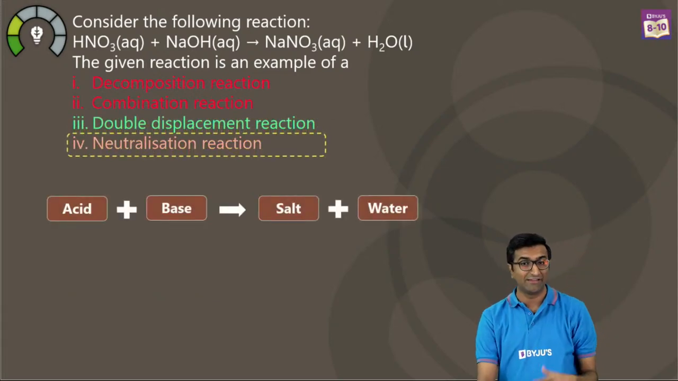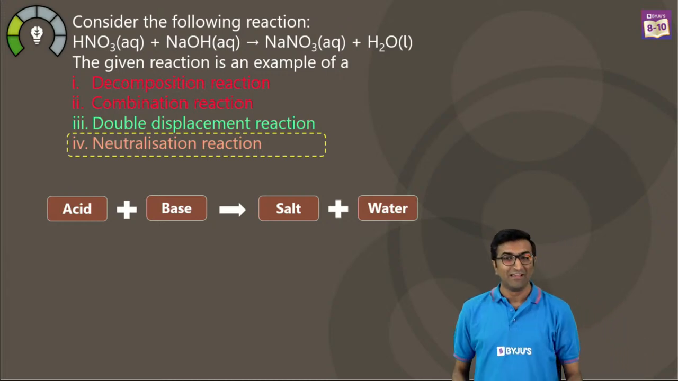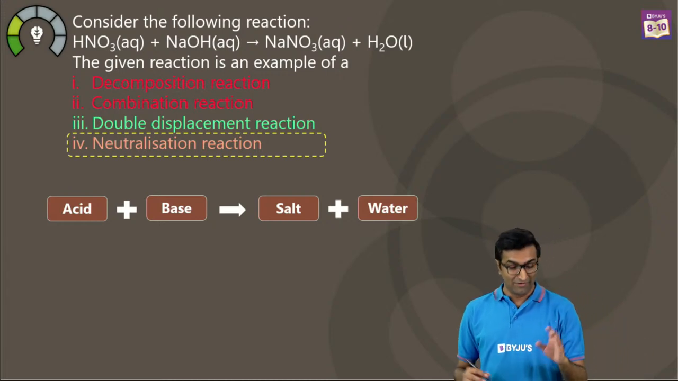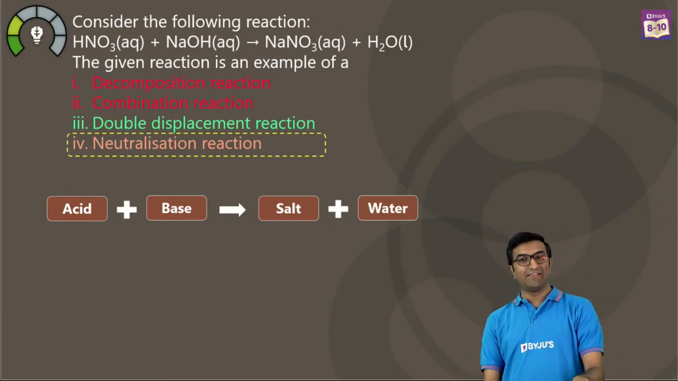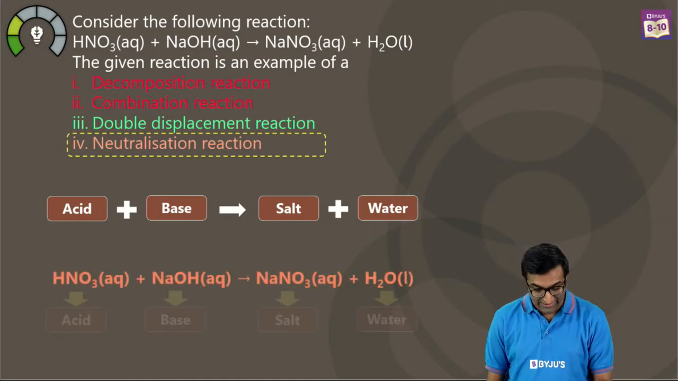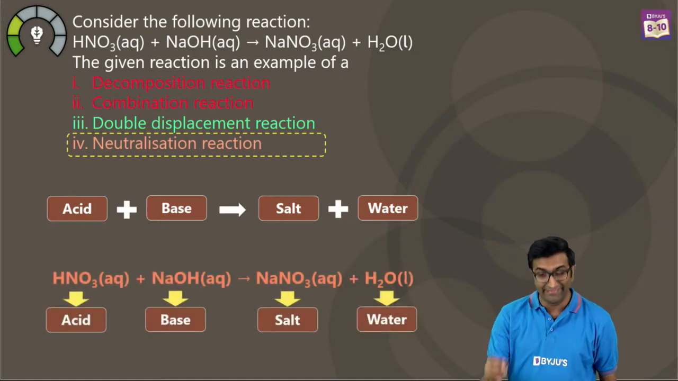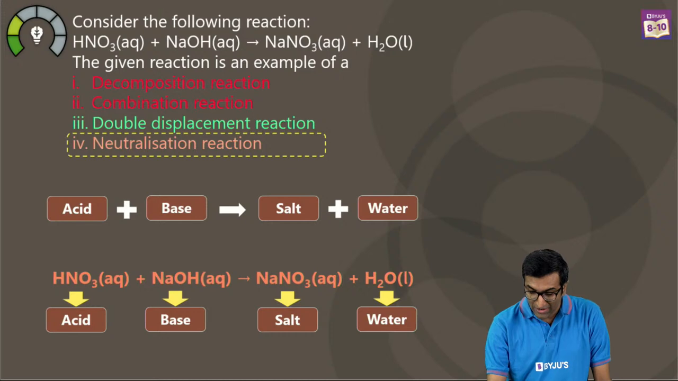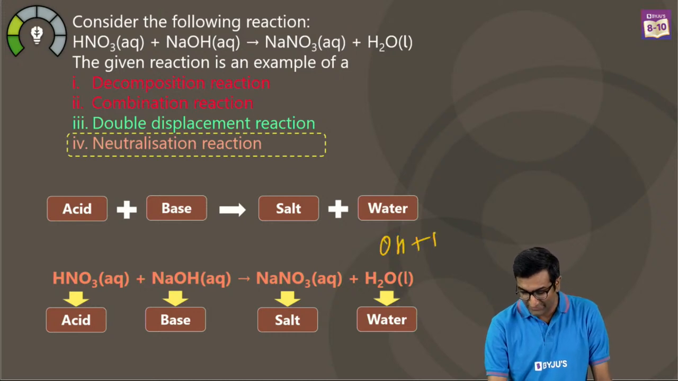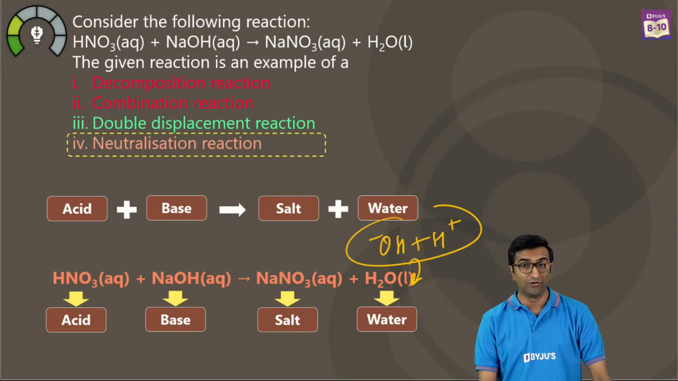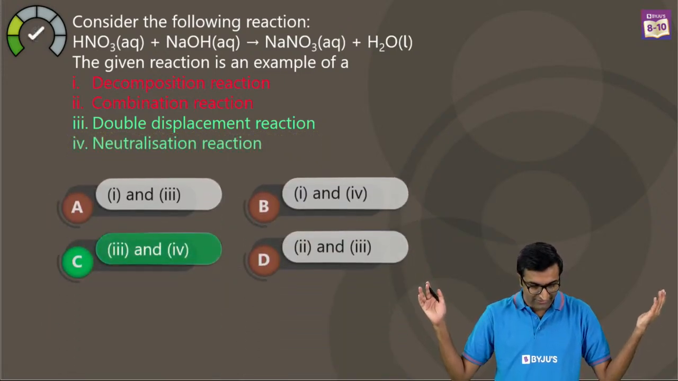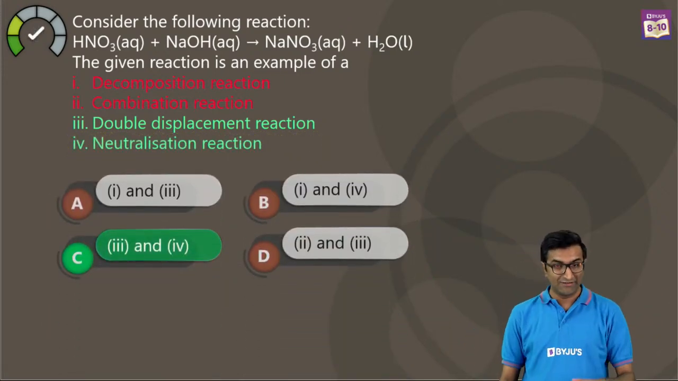Double decomposition. The reason I'm rushing through this is because everyone has already got the right answer. But yes, is this a neutralization reaction? Yes, it definitely is. Acid and base give you salt and water, and that's what I was talking about. You need to identify that OH and H. I'm not writing down the ions, but you get this, and they combine to give you water. Once you do that, there you go. Three and four must be correct, which is option C, which everybody got right.